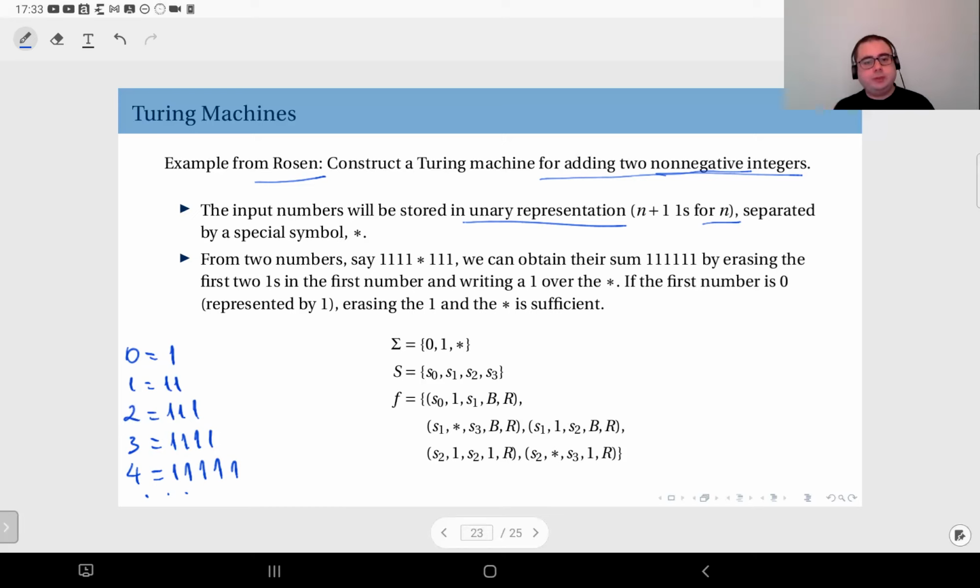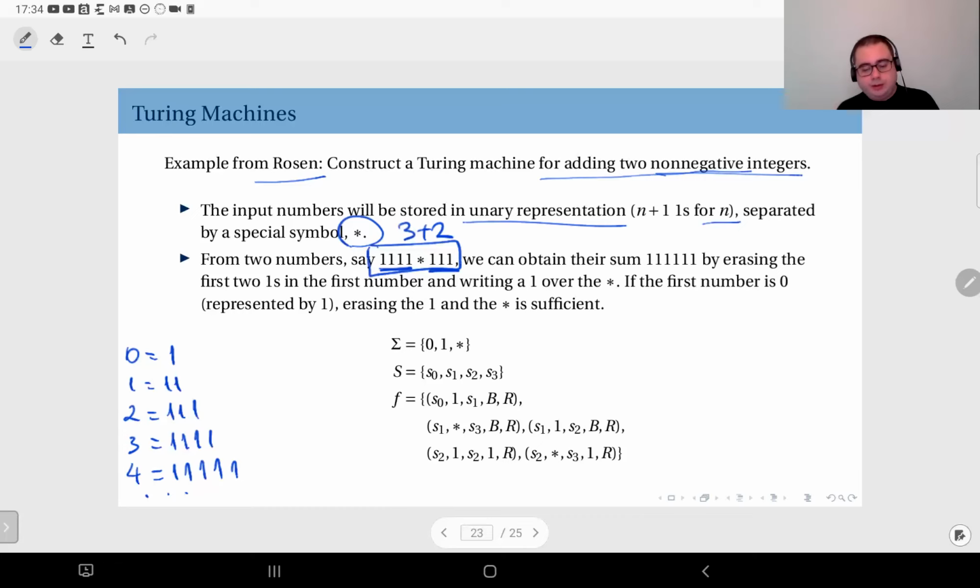So 1 is the only symbol we use to represent the number, and we also have a separator symbol, this star here, the asterisk. Since we are interested in computing the sum of two numbers, we are going to represent the two numbers using unary, and separate them using the asterisk. So for instance, consider this input: 1, 1, 1, 1, asterisk, 1, 1, 1. So this is the number 3, and this is the number 2. So we are after the sum 3 plus 2 in this representation.